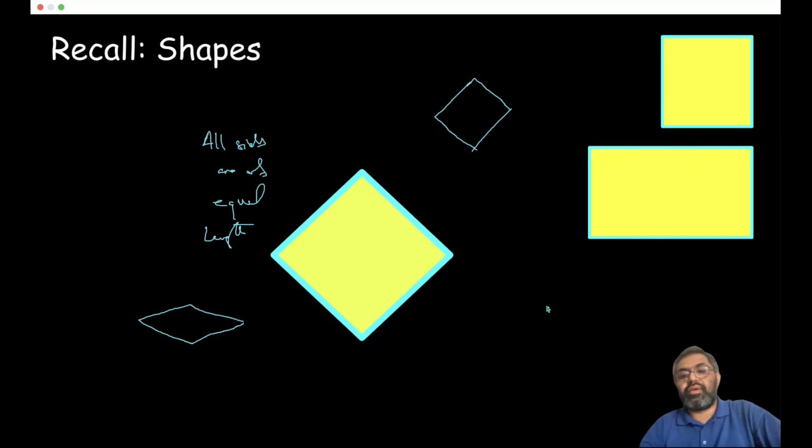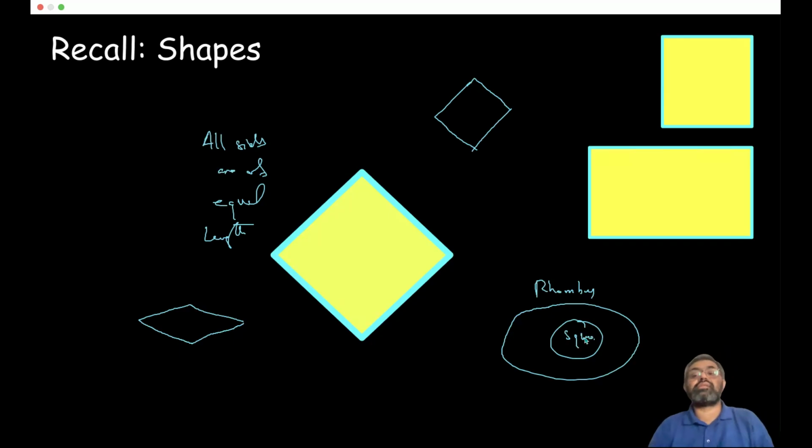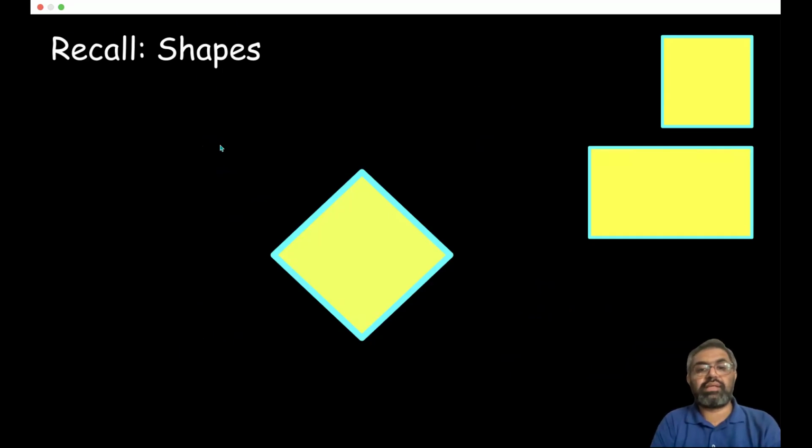So now we have got a rhombus, and square is part of it. So a square is such a special kind of shape which becomes part of any quadrilateral. So let's move to the next one.